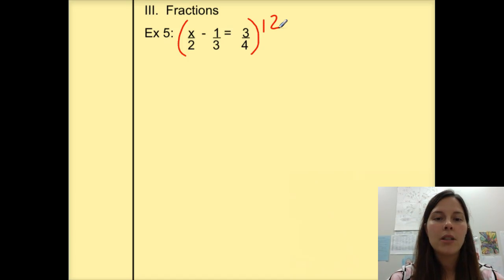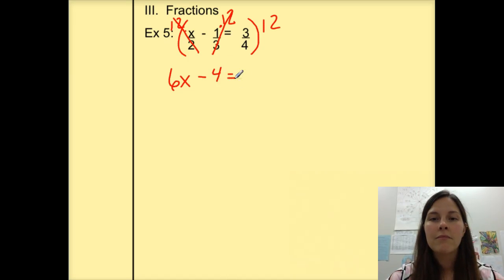So what happens when I multiply my first term by 12? 12 divided by 2 is 6, so I get 6x. Multiplying my 1/3 by 12, 12 divided by 3 is 4, and 4 times 1 is 4. And my 3/4, 12 divided by 4 is 3, times the 3 in the numerator gives me 9. So what I have now is an equation with no fractions that I can solve a lot more easily.